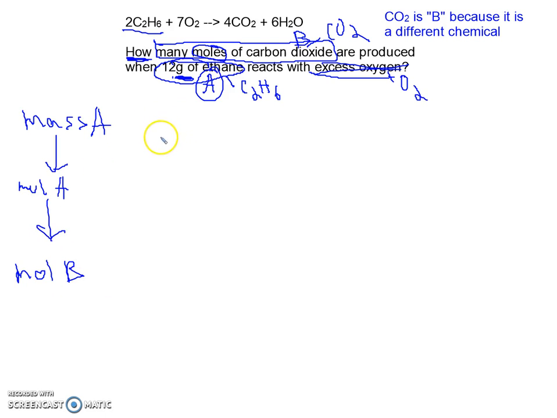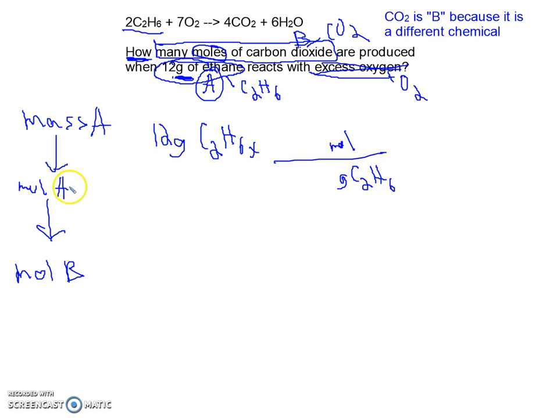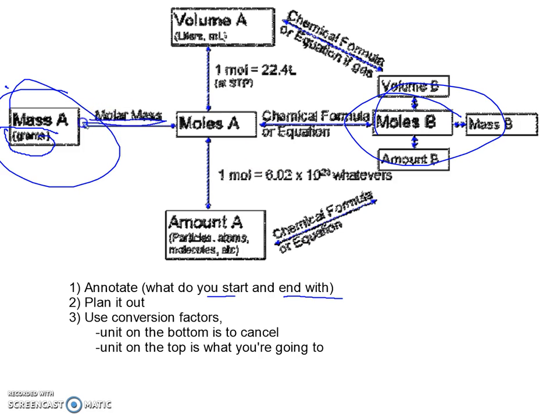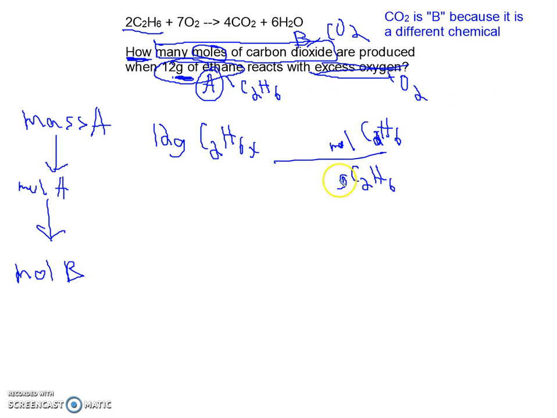My mass here is 12 grams of C2H6. Got to do my conversion. I've got to have grams C2H6 on the bottom, and on the top, I'm looking for moles. Moles A is what I'm looking for right now. I know A is ethane because I annotated C2H6. Now, what do I use to convert grams and moles? If you look at your diagram, you know it's molar mass. An easy way to remember it is that you have mass and moles, so it's mole mass, molar mass.